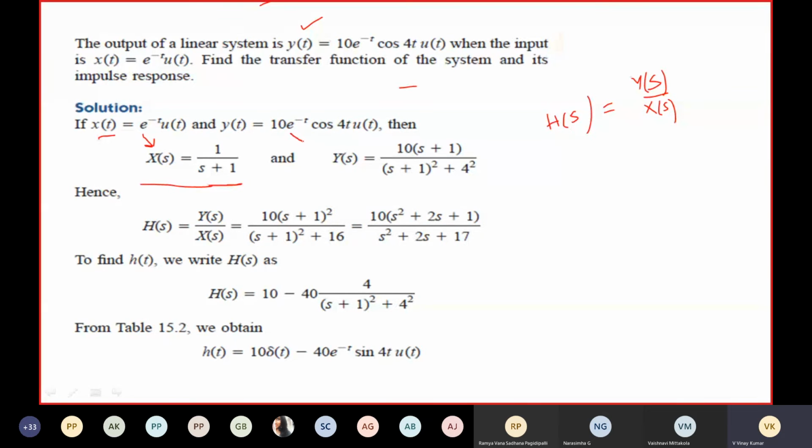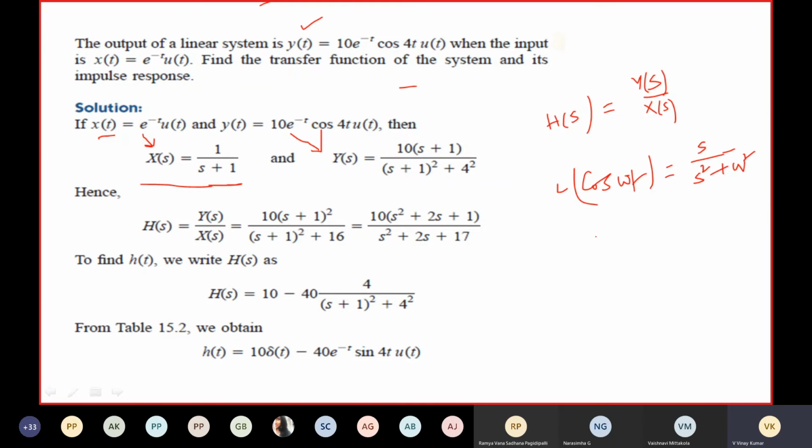What is the Laplace of y of t? Laplace of 10 into e power minus t cos 4t u of t is 10 into s plus 1 by s plus 1 square plus 4 square. See, what is Laplace of cos omega t? Laplace of cos omega t is s by s square plus omega square, right?